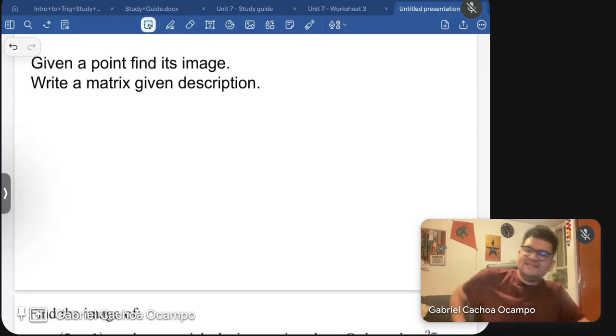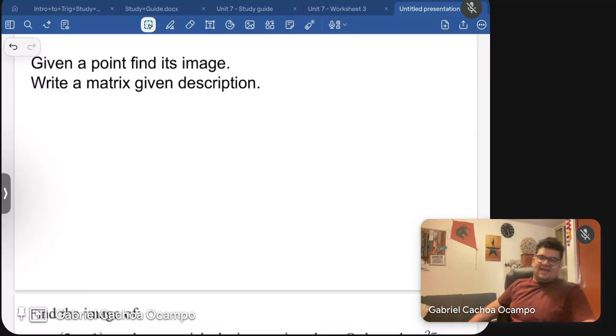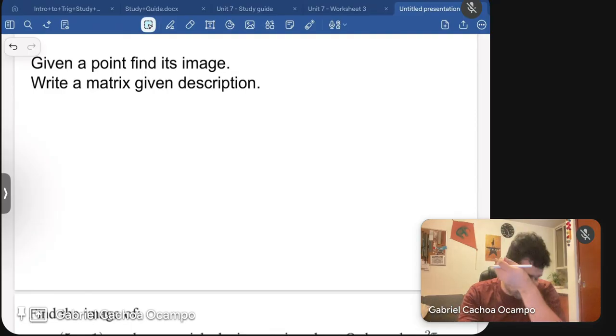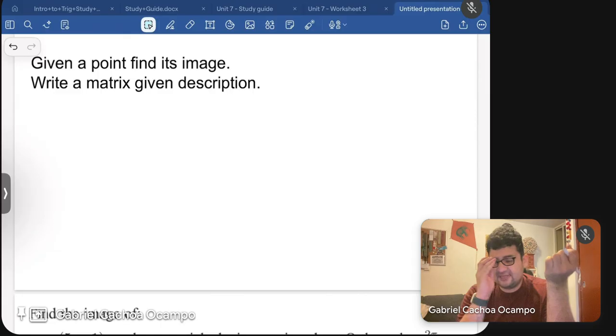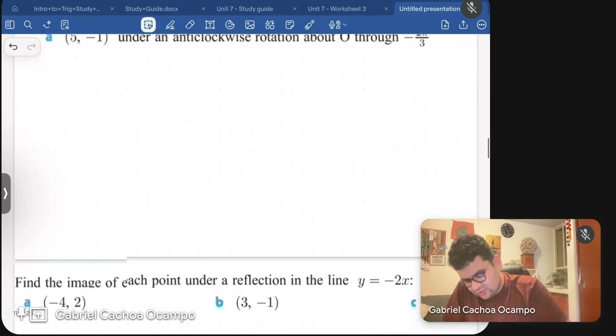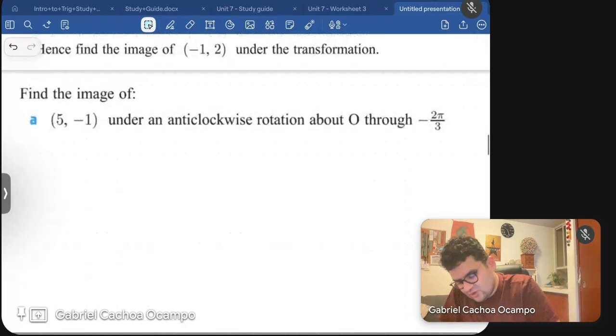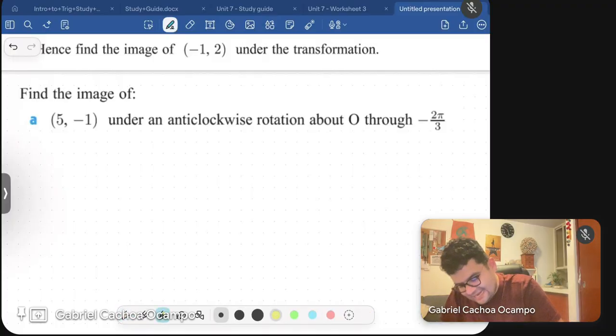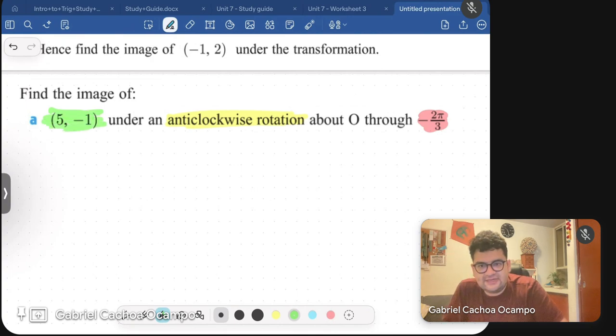Okay, now my second skill is that I want to find the image of a point and find the matrix given a description. So for example, here are the problems. I am telling you what type of transformation I am talking about. I want an anti-clockwise rotation with an angle of negative 2 pi over 3, and I want the image of this point, 5 comma negative 1.